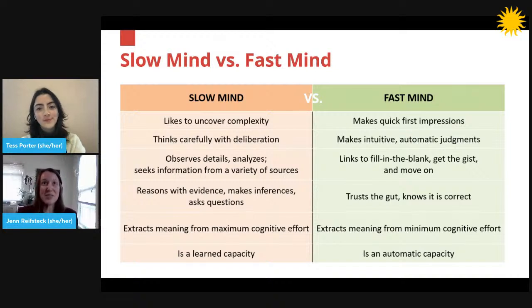But to illustrate an example of what a fast mind and a slow mind looks like, I'll give you an example of a fast mind and a slow mind at a stoplight, right? So the fast mind knows that green means go and red means stop. And it knows it's true and it trusts it and it does it. It just becomes automatic. A slow mind, however, at a stop might look something like this.